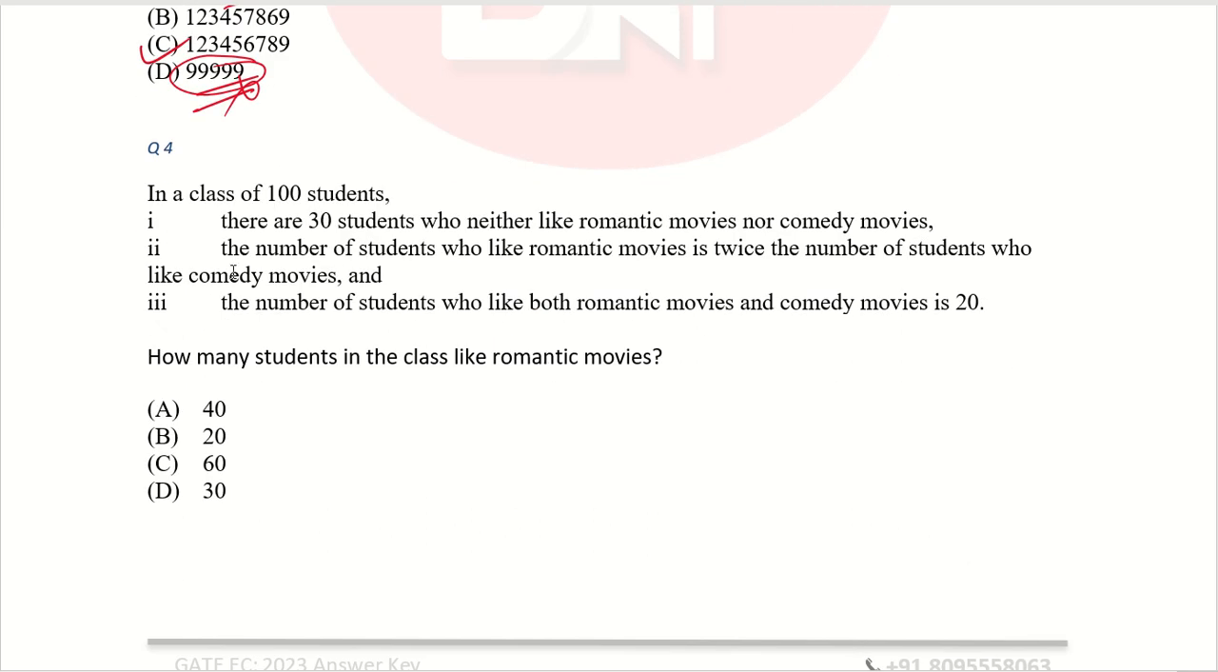Okay. In a class we have 100 students, so there are 30 students who neither like romantic movies nor comedy. I have solved it and I will give you the detailed solution. This can be very easily solved by a Venn diagram. So you will get the solution. 60 students are there who like the romantic movies, okay?